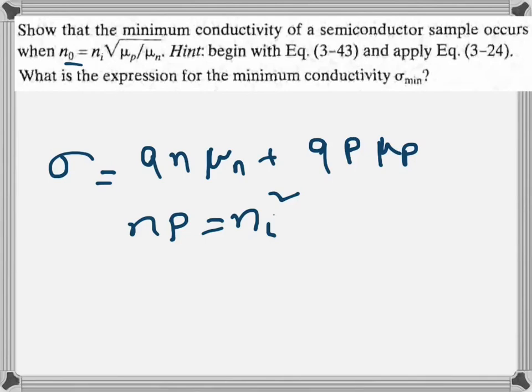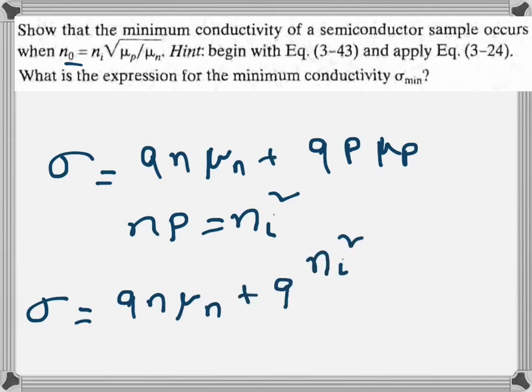Because I have to show this in terms of n, I will write p in terms of n. So that becomes q n mu n plus q ni square over n times mu p. That is my sigma in terms of n. Now, in order to find the minima value, I will differentiate it with respect to n and then equate it to 0, of course.